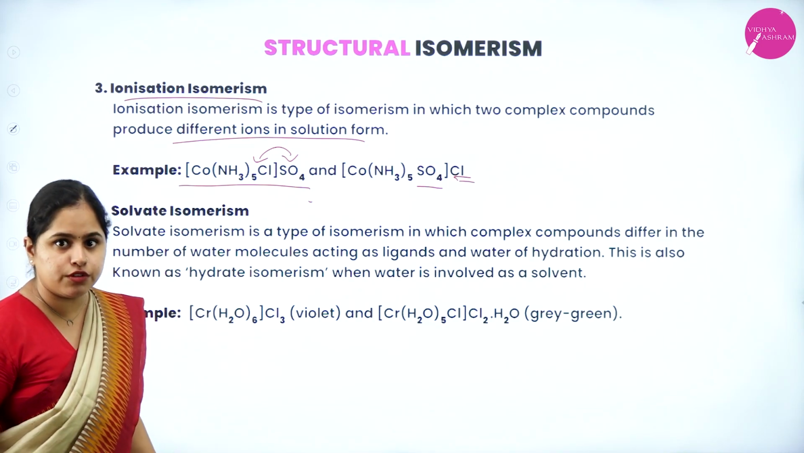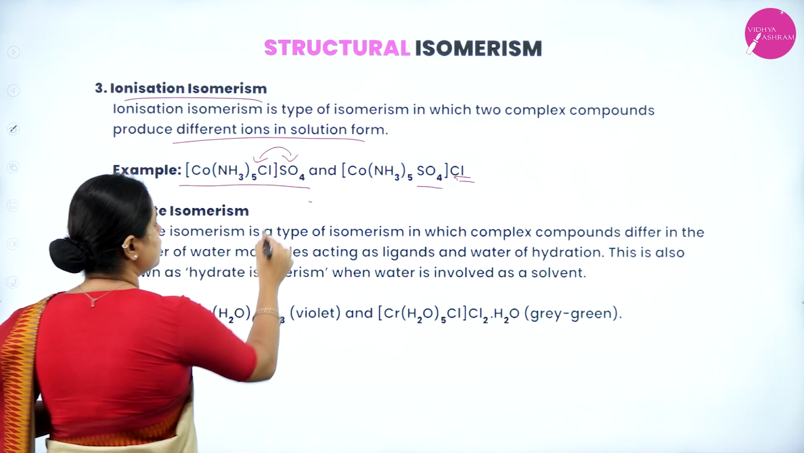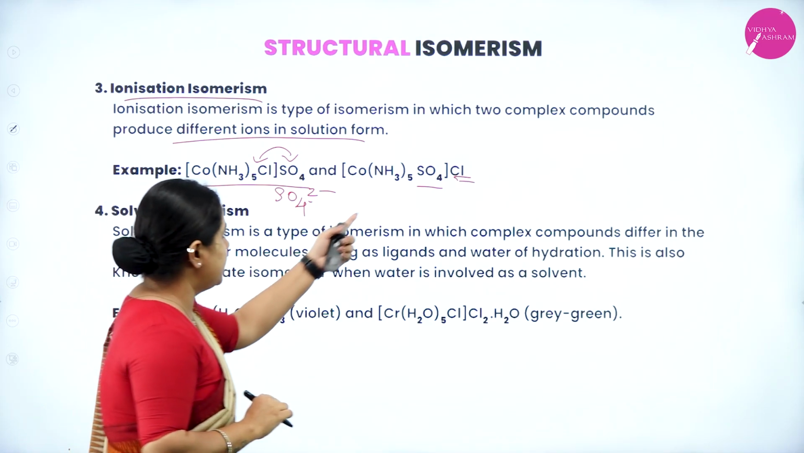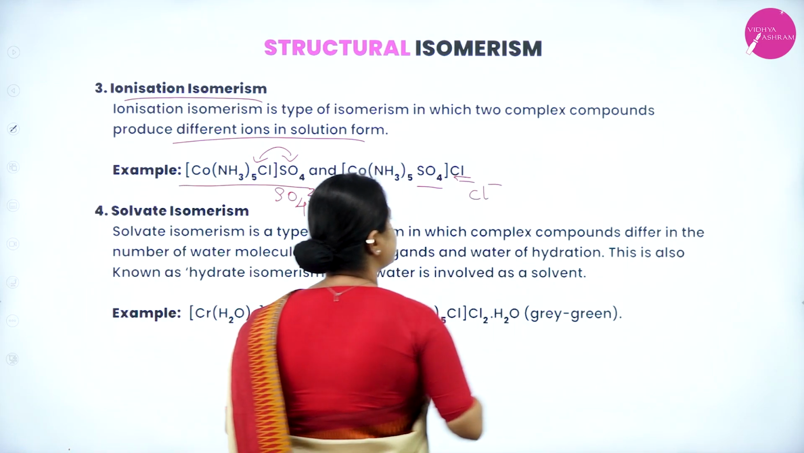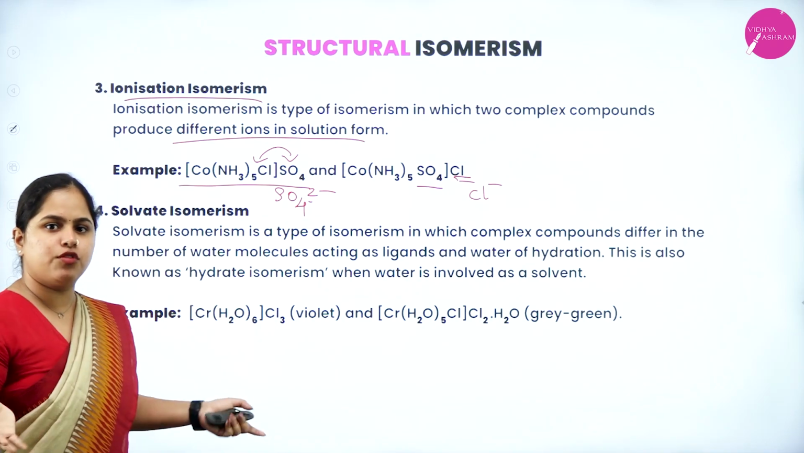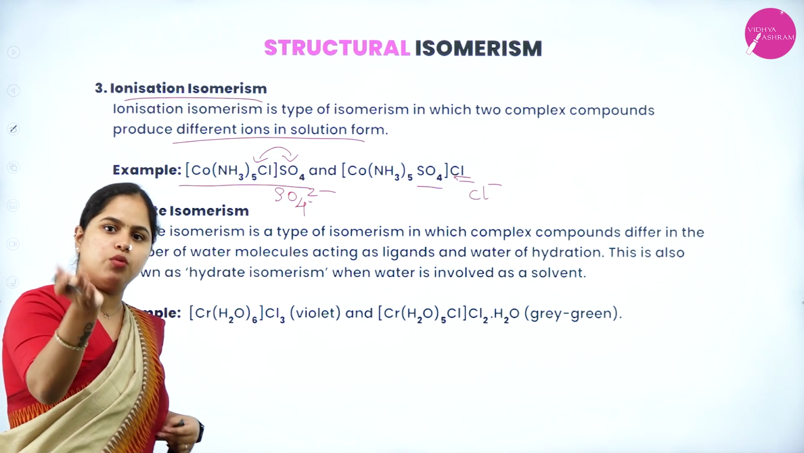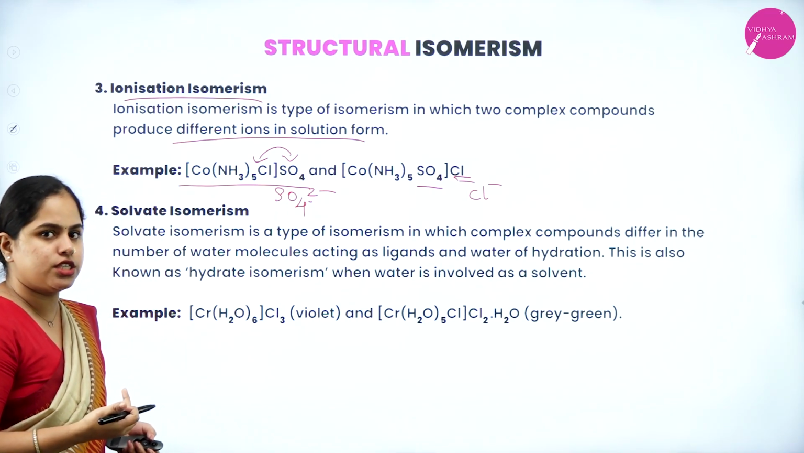So in solution phase, what happens? In the solution of the first, your anion is SO4 2 minus. In the solution of this one, your anion is Cl minus. So you just have to interchange the counter ion and the ligand. Ligand goes out, counter ion comes inside. That is your ionization isomerism.